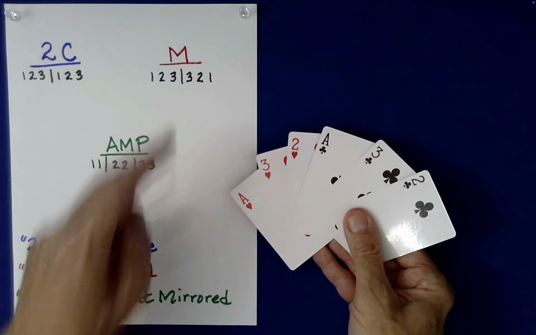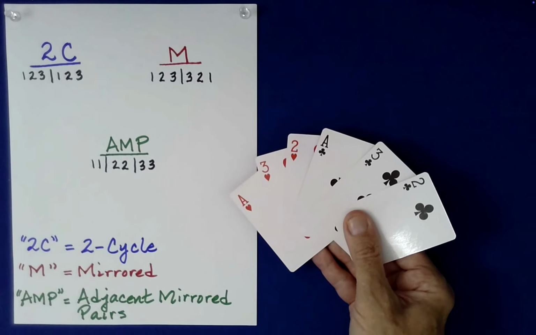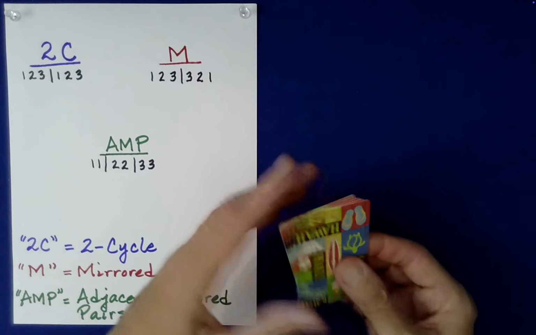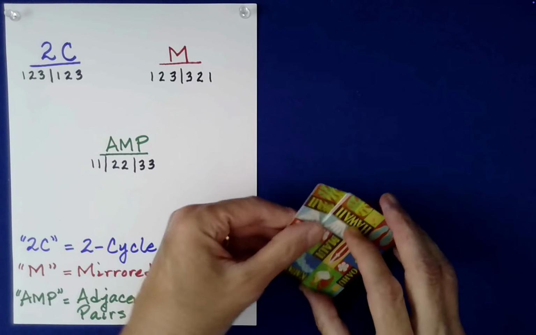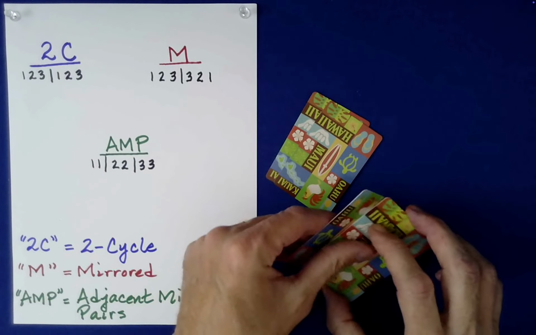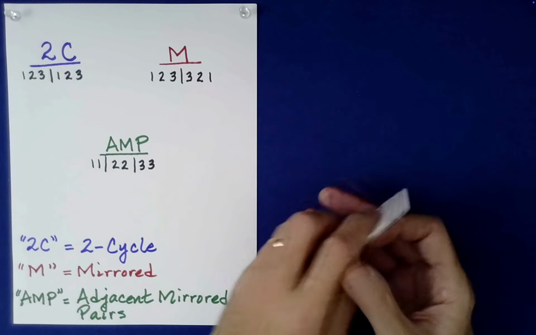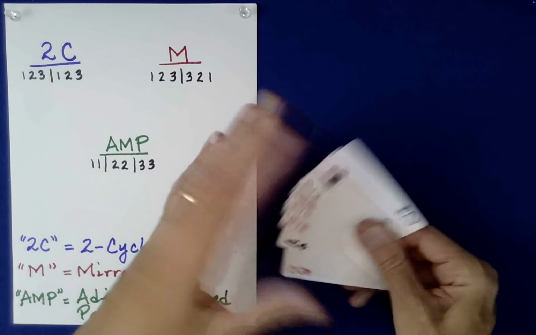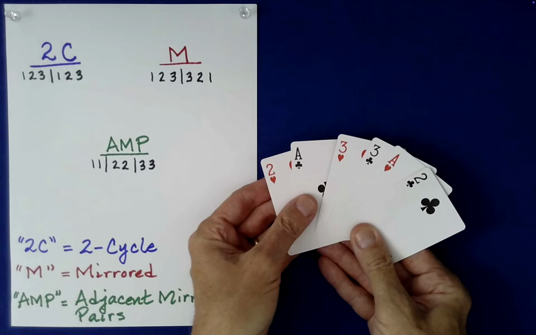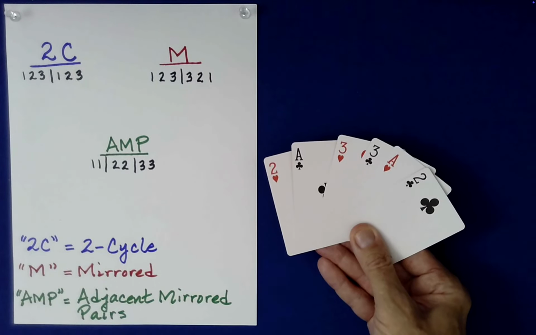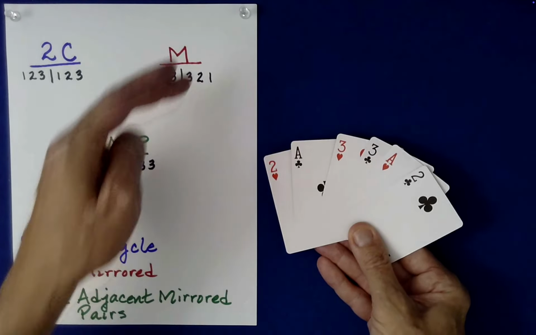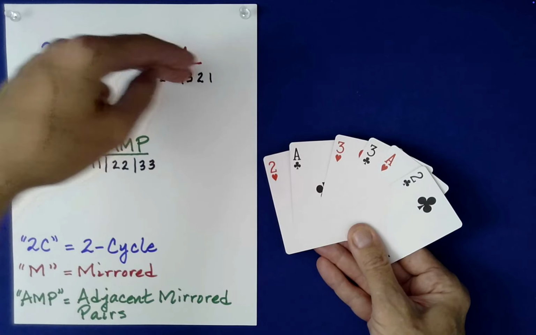Okay. A way to get back to a mirrored structure from a 2-cycle is to use the Klondike shuffle. Isn't that nice? You take the top and bottom off as 1. Set those down and it's back to being mirrored again. Okay. 2 ace 3, 3 ace 2. Okay. I can show you another way to go from here to there.